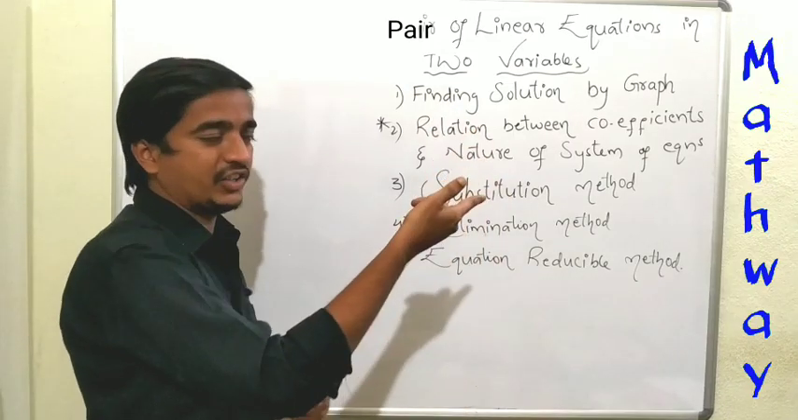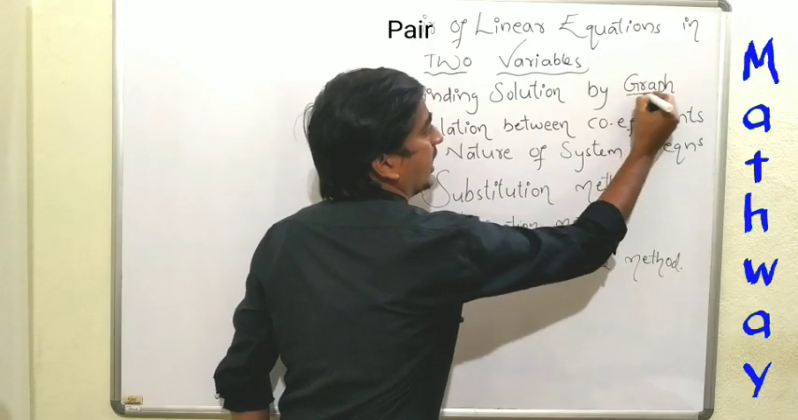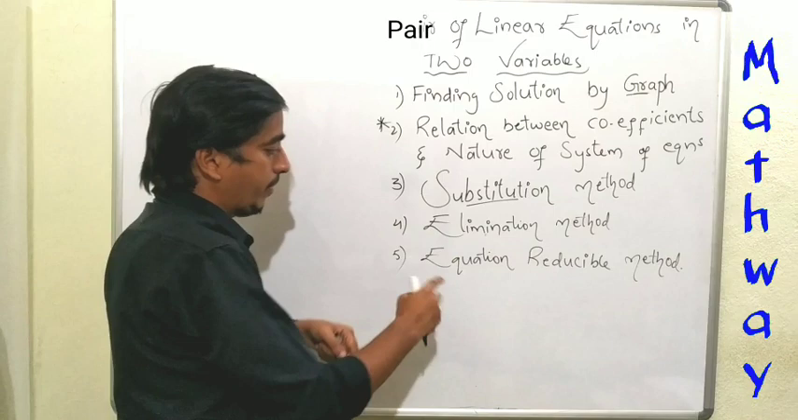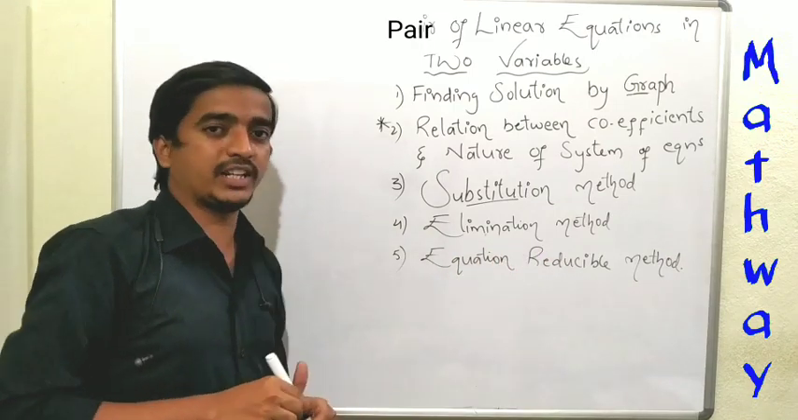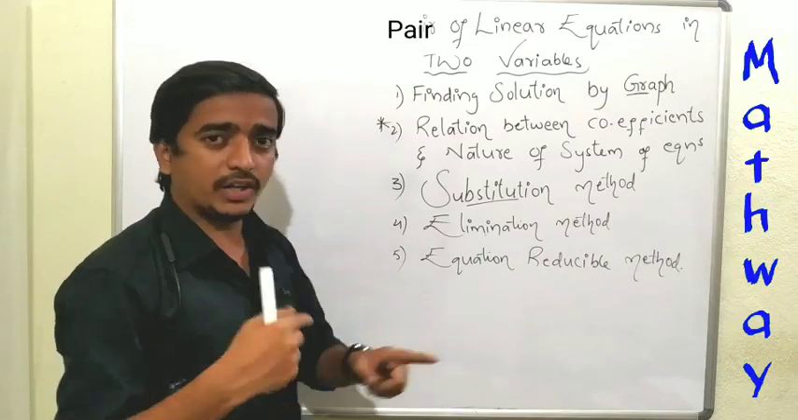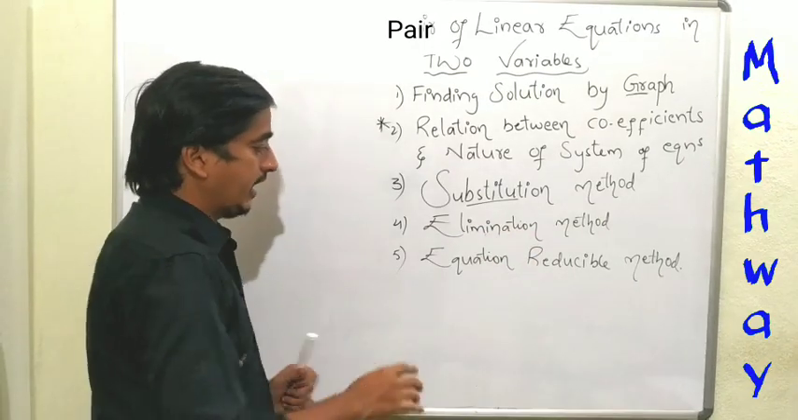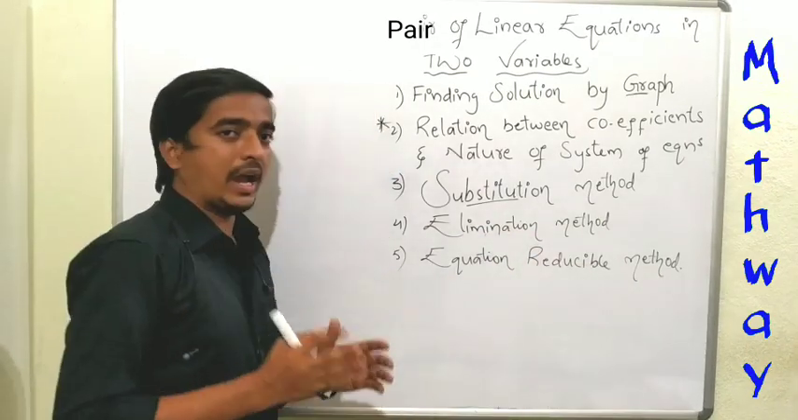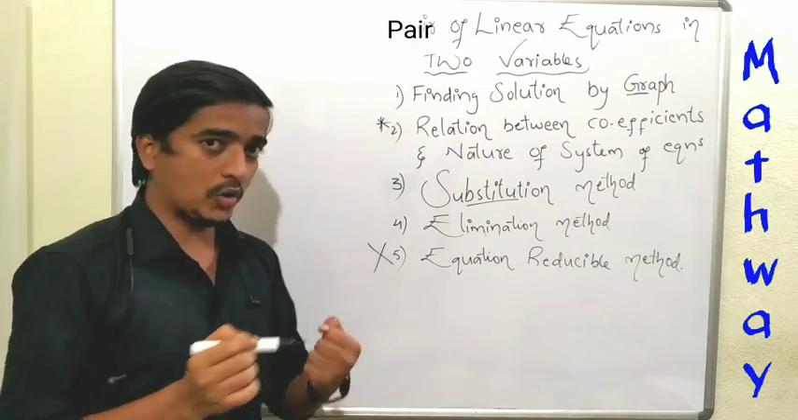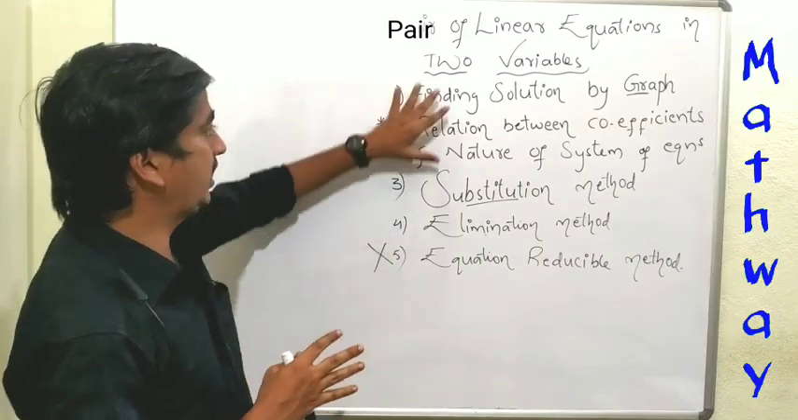So solving the linear equations by using the substitution method. We can solve the equation by different methods: by using the graph, by the substitution method, by the elimination method, or by the equation reducible method. In the exam he won't specify the method, but you have to know the three methods: substitution method, elimination method, and equation reducible method. As per the 21 syllabus, that question is not going to be asked because it is reduced in the syllabus. So only these things we have to learn.